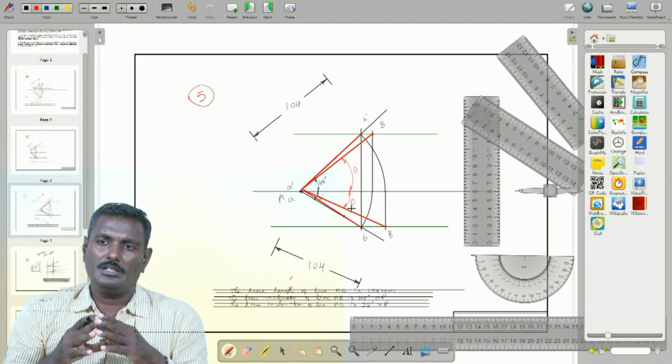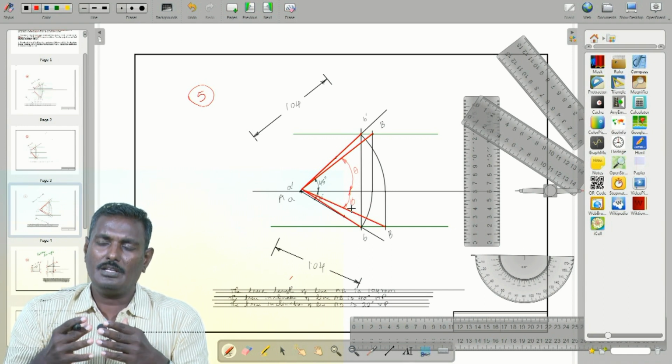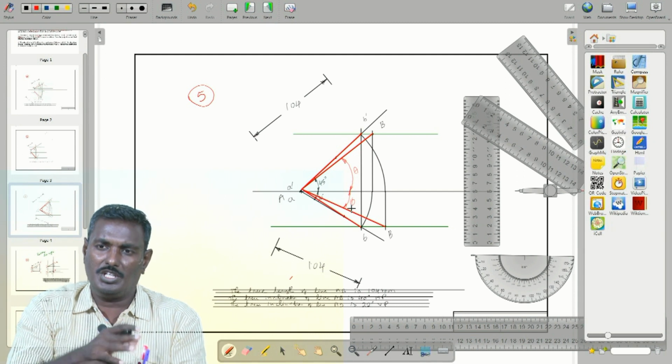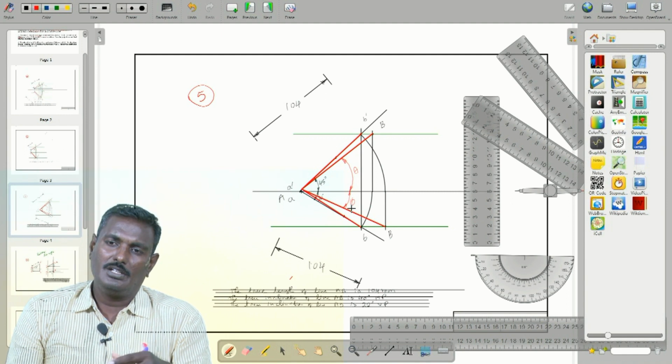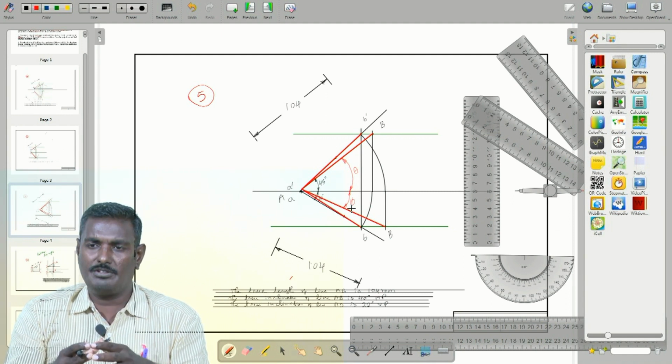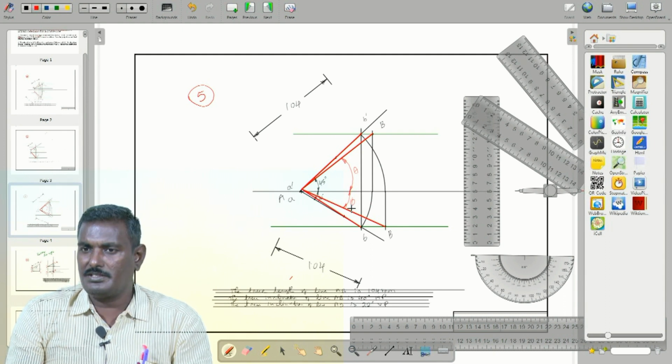I judge, okay, you understood the concept. If not, you repeat the session again and go through it, then it is very clear how to generate particular projections and determine the true length and the true inclinations, and so on.